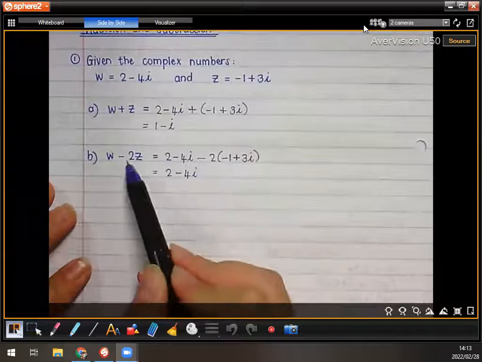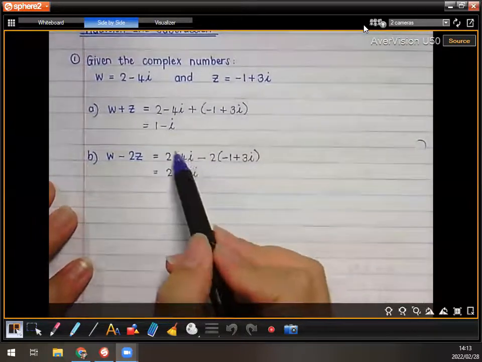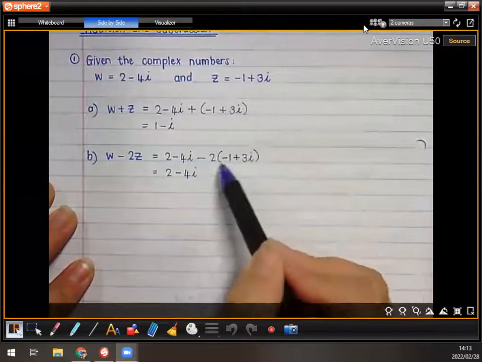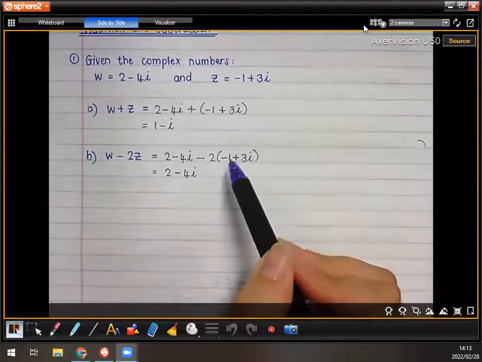Okay, w minus 2 times z. All right, so w is this complex number, 2 minus 4i, minus 2 times this complex number, and now we're just multiplying the negative 2 in, right?